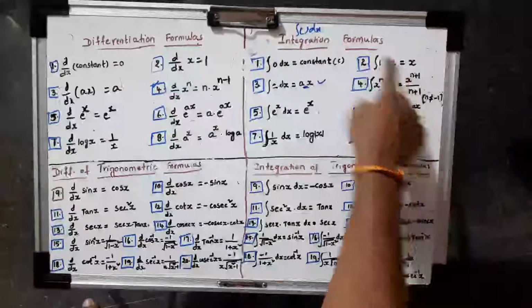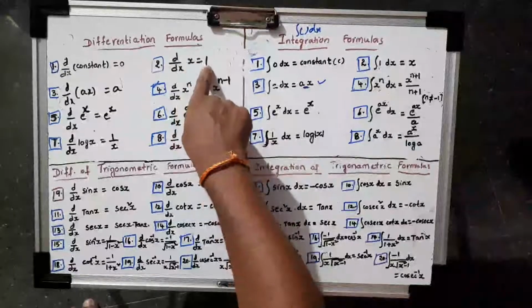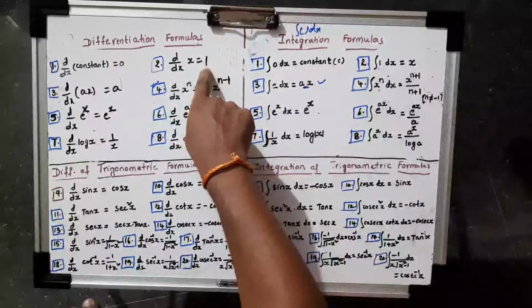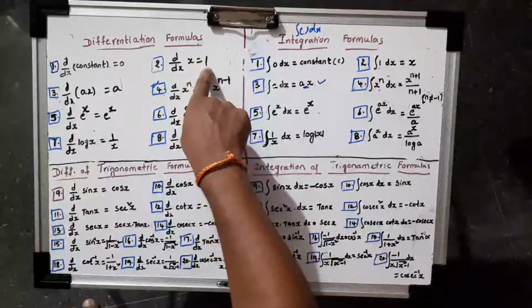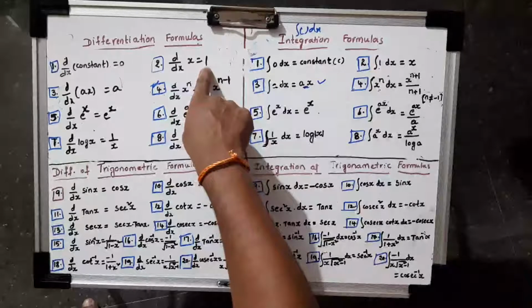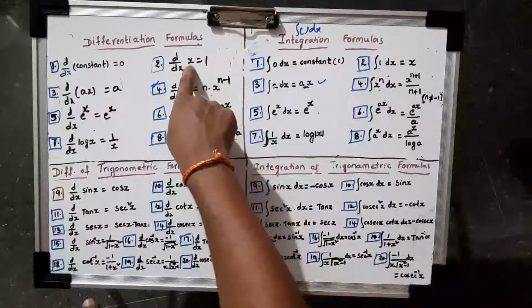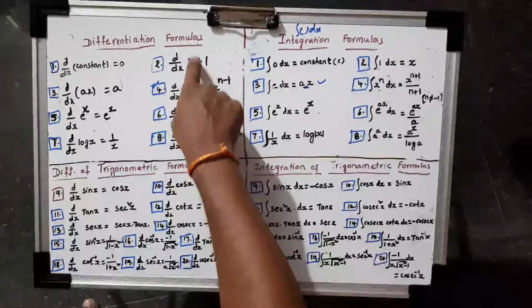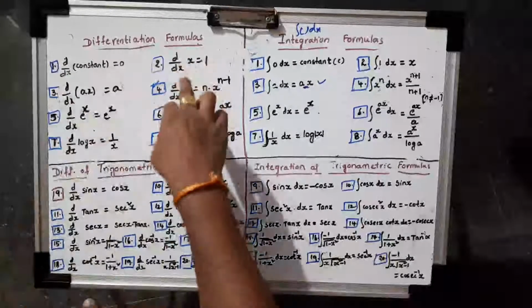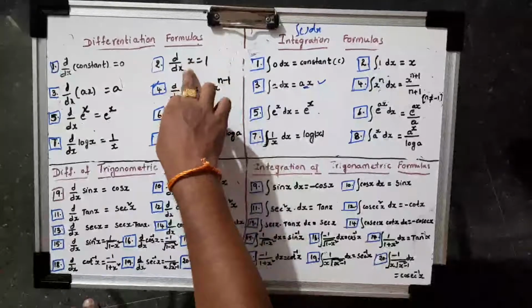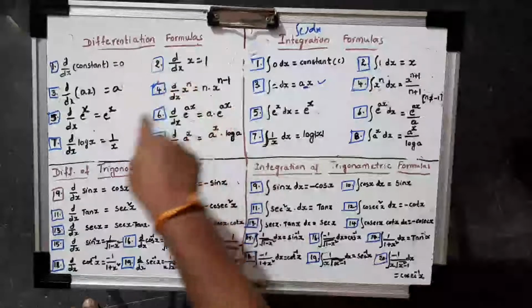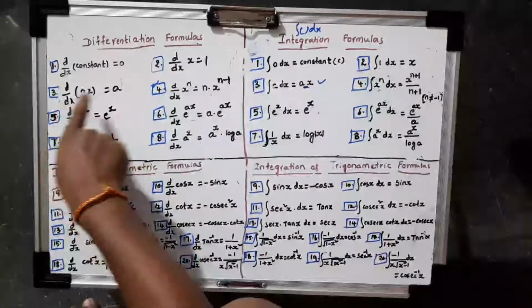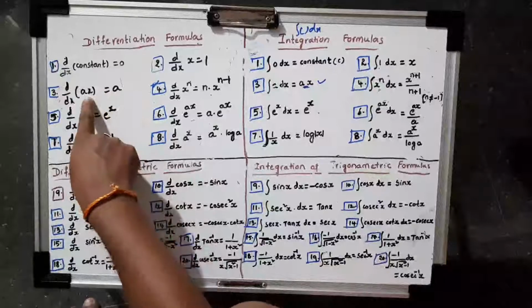So compare these two. Derivation of x is 1, so if you apply the integration to the answer, you will get this x. If we did the derivation, then applying integration gives back the original. Simply, x derivation is 1, integration of 1 is x. Similarly, don't read these formulas, only observe. Ax derivation is a, integration of a is ax.